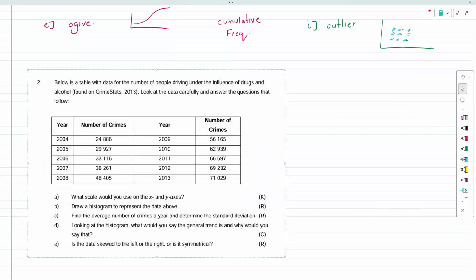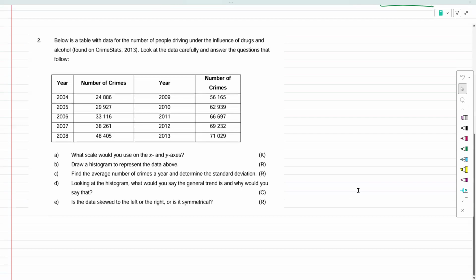Right. We're going to start with the first question. It says below is a table with the data for the number of people driving under the influence of alcohol. Look at the data below and answer the following question. What scale would you use on the X and Y axis? Now, guys, we need to know dependent and independent. If you understand from grade 10, those lessons explain it all there. You can go and watch that. But for now, let's talk about the scale.